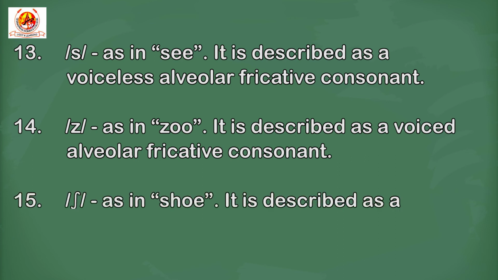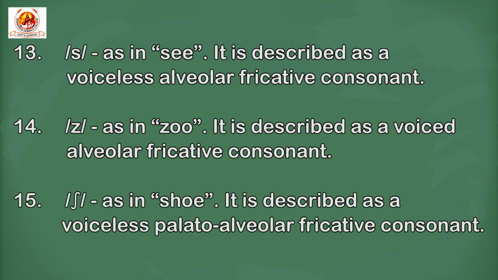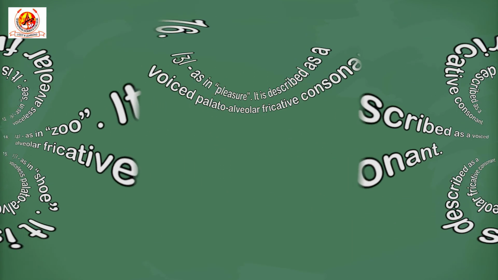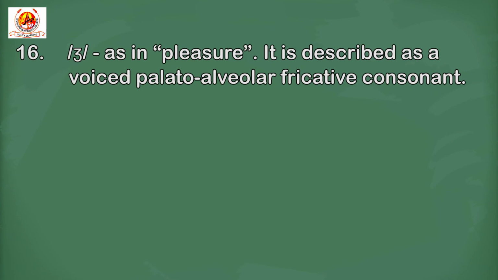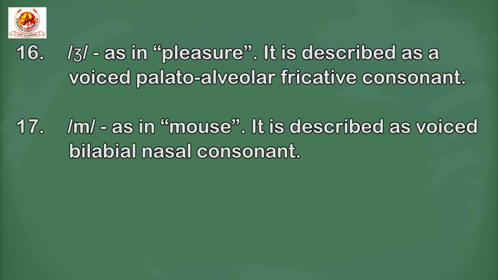The 15th consonant is the Sh sound, as in shoe. It is described as a voiceless palato-alveolar fricative consonant. It is described as a voiceless palato-alveolar fricative consonant. The 17th is the M sound, as in mouse. It is described as a voiced bilabial nasal consonant.